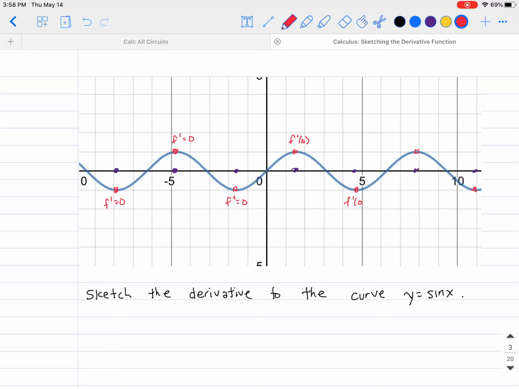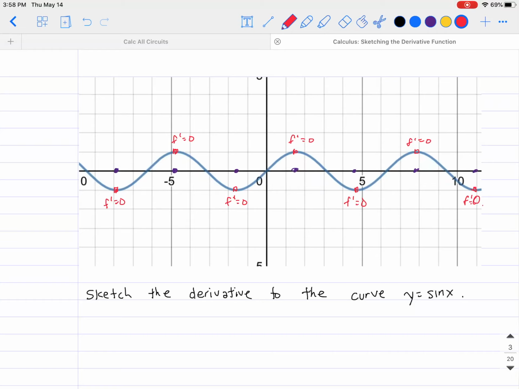All right, so let's see. Oops, I guess I wrote the wrong notation, so I apologize. Let me go ahead and change that, and change this a little bit too. Okay, so F prime is equal to 0, F prime is equal to 0, F prime is equal to 0, and F prime is equal to 0.